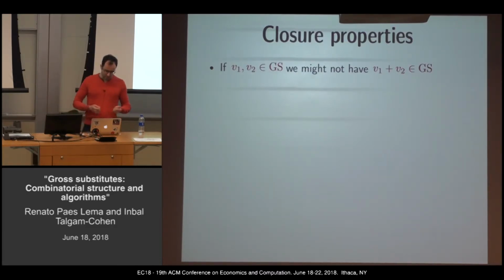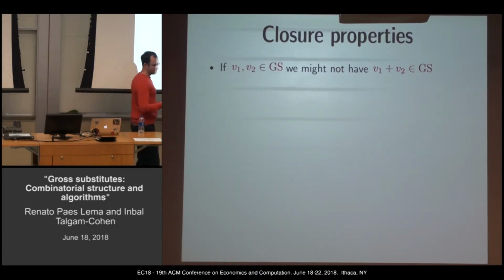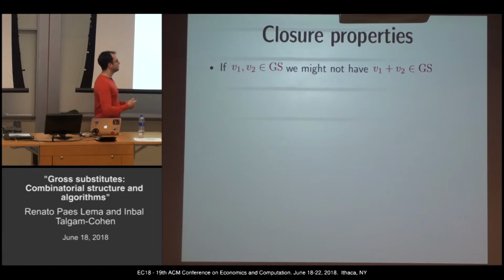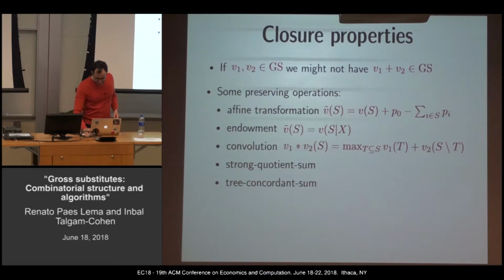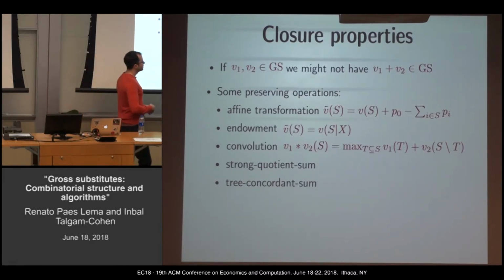So you can ask, if you have graph substitutes, how do you construct functions from other functions? If you have two graph substitutes functions, the sum of them might not be graph substitutes, which is a bit funny. Most classes, like submodular and subadditive, are closed under linear and convex combinations. No, graph substitutes are not. So the geometry is a bit more strange than other classes, but they have nice properties that preserve some operations that preserve substitutability. One of them is affine transformations, like summing a linear function plus some constant does preserve. And that's a simple thing.